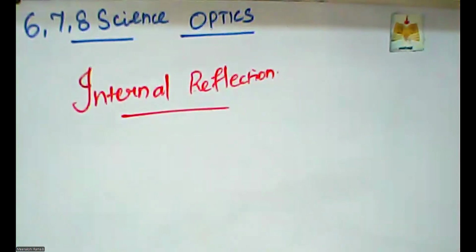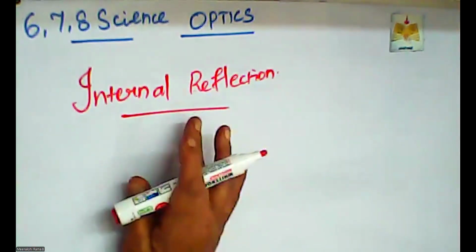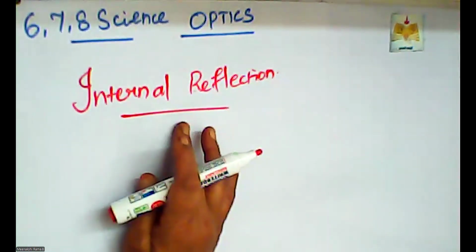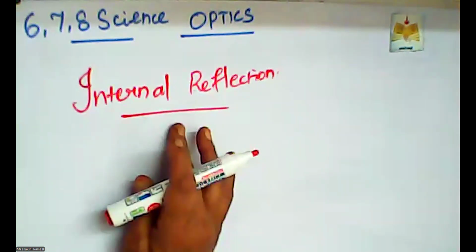So in the optics chapter, we learned some details about different kinds of mirrors, different kinds of lenses, and the law of reflection, and then how images are formed in convex and concave mirrors, and how ray diagrams are drawn. These are all the details we learned in the last two sessions, this session and the past session also. And the next topic is internal reflection. What does internal reflection mean?